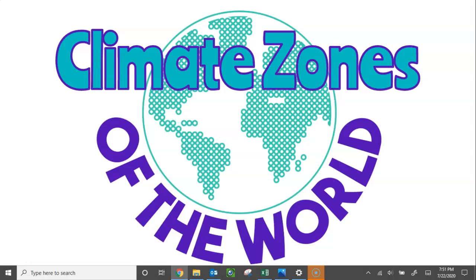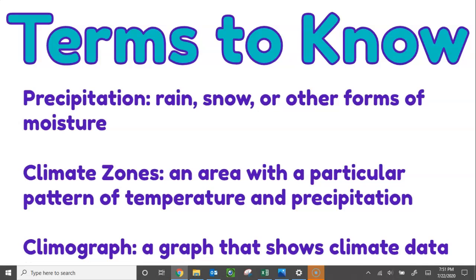Hello. Today we're going to be talking about climate zones of the world. Now, there's a couple terms we need to know before we get into this. Precipitation means rain, snow, or other forms of moisture. A climate zone is an area with a particular pattern of temperature and precipitation. And a climate graph is a graph that shows climate data.